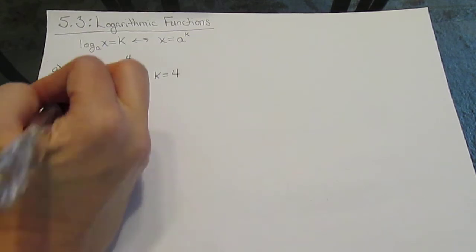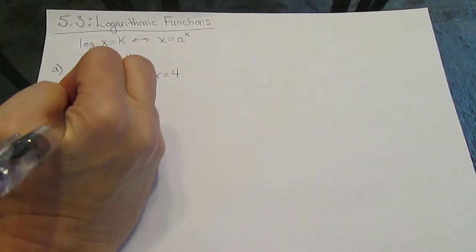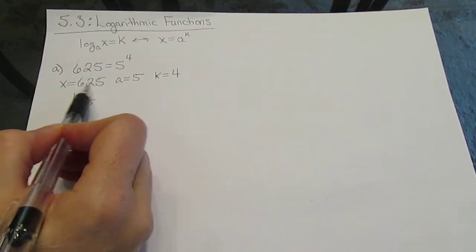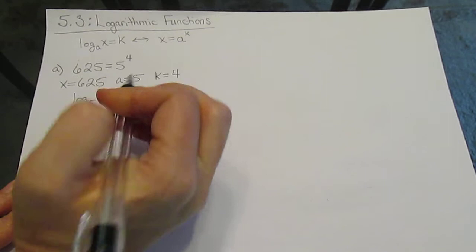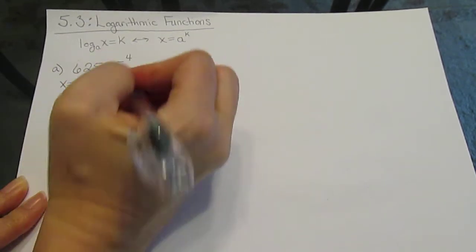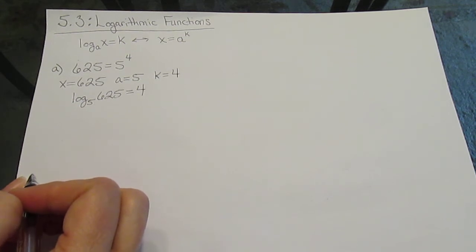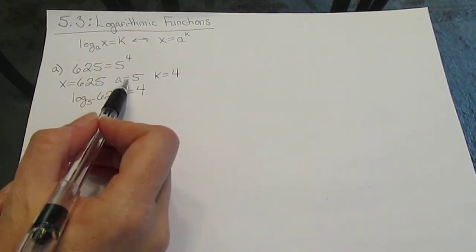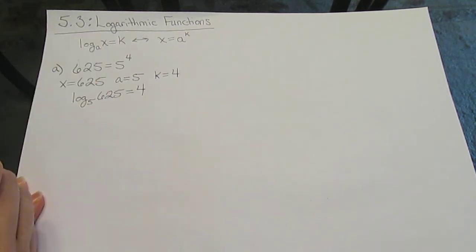So we've got log, my a was 5, so base 5, of my x was 625, equals the k was 4. Okay, you'll get used to where all of these pieces fall, but until you get used to it, go through and label each of the different variables, and then you can just plug them in. It makes it very easy.